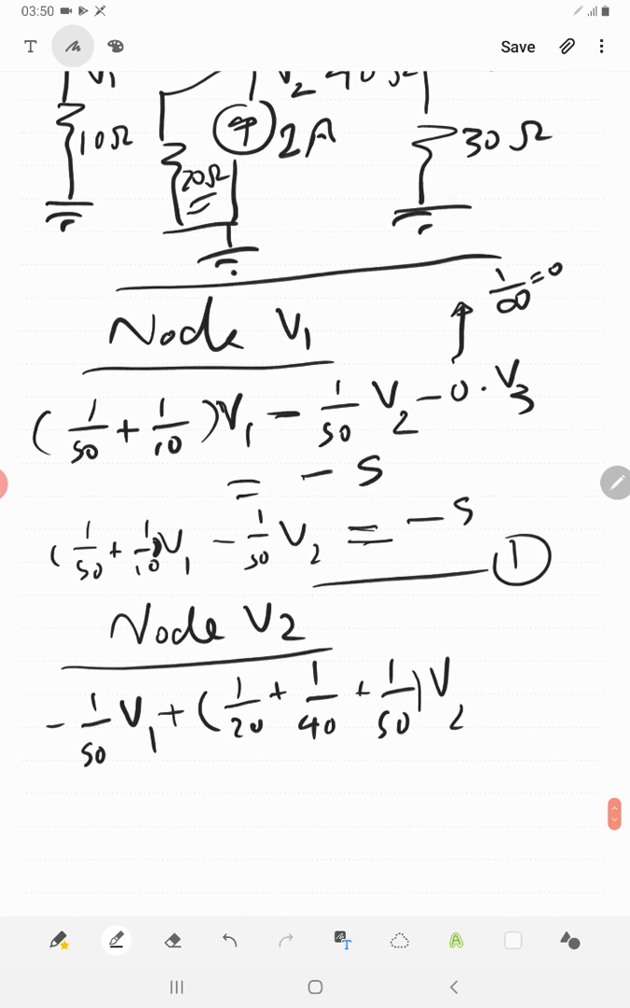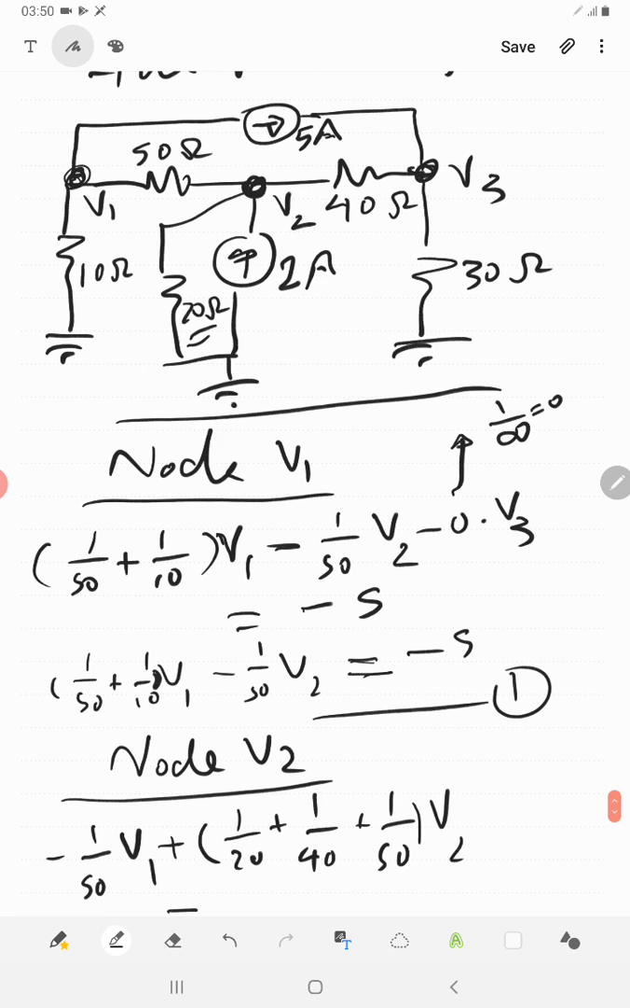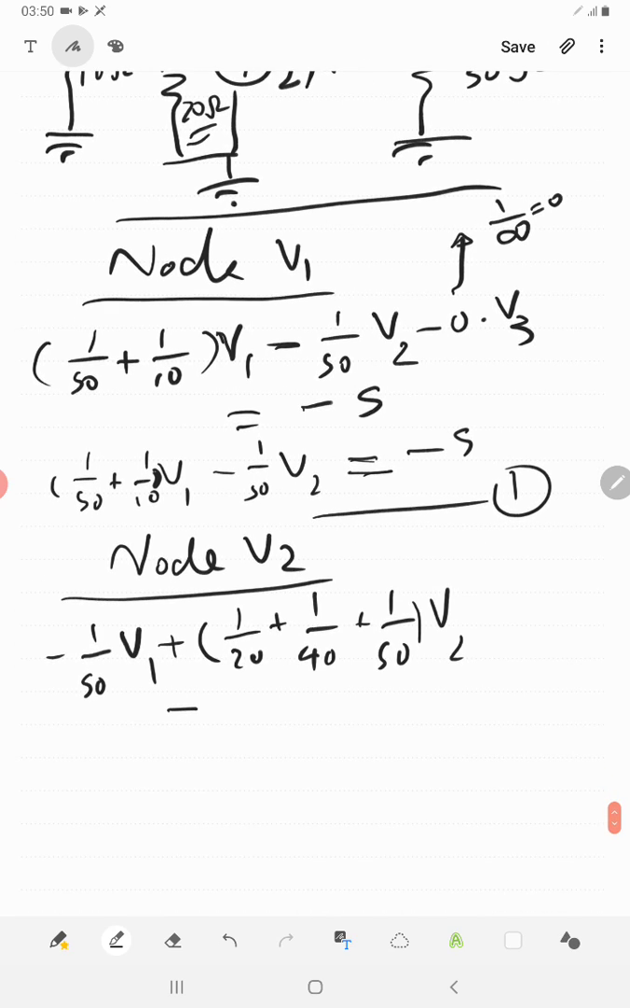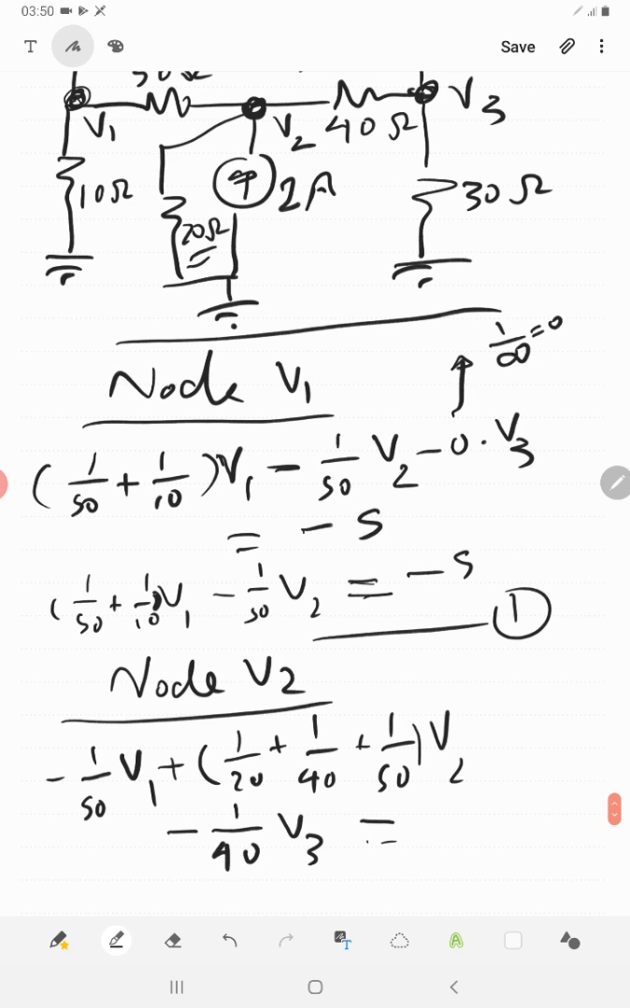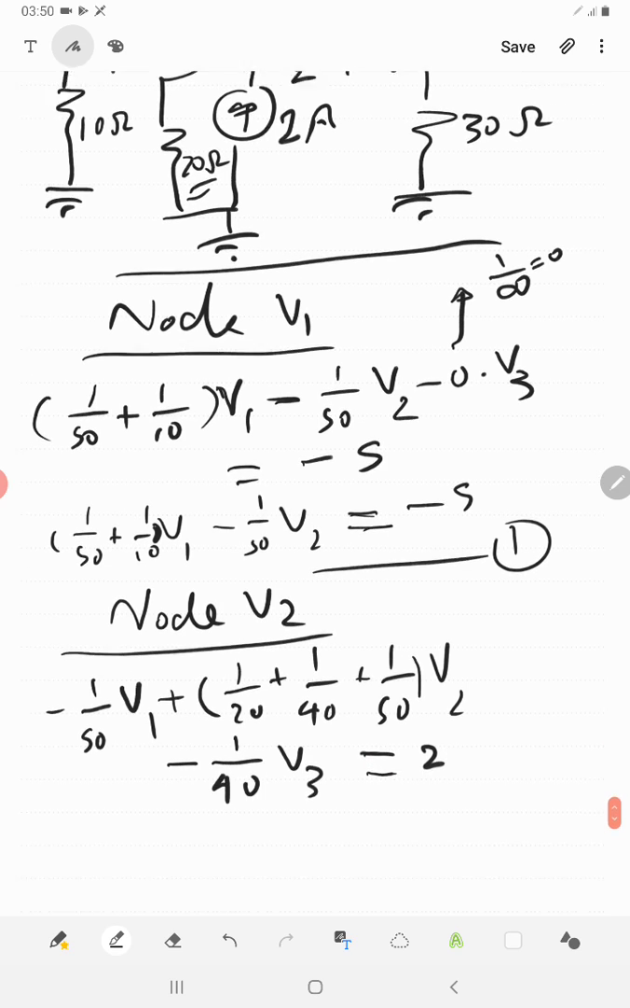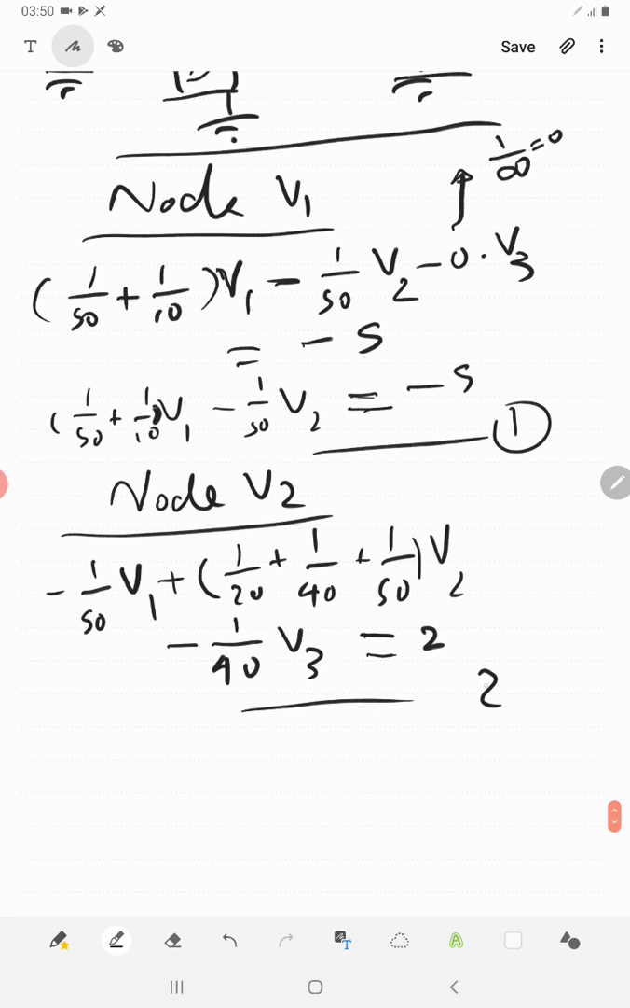Okay? Then it is connected to V3 through the 40. So minus 1 over 40 V3 is equal the current's 2 amps, which is injected in it, 2. Okay, so we have equation 2 here.